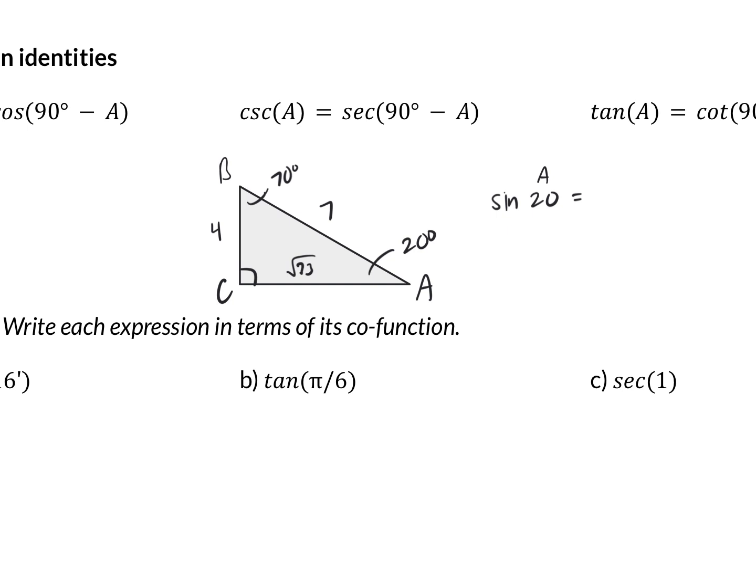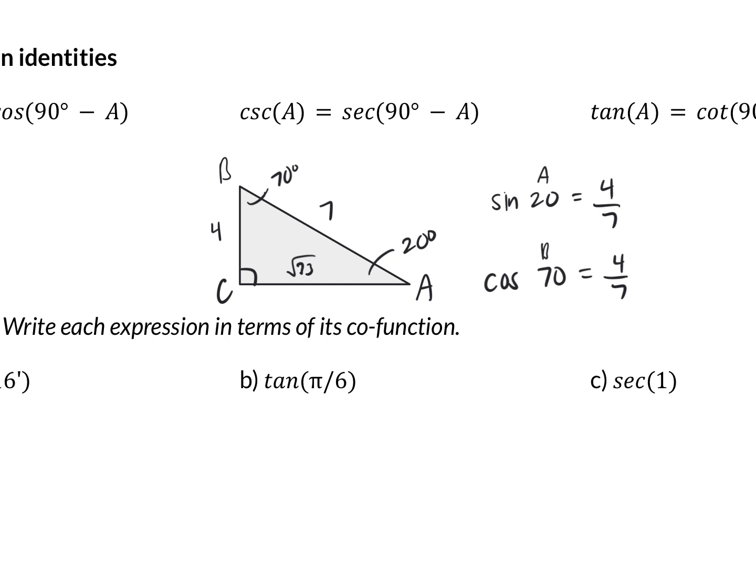What would my trig ratio look like for sine of 20? What over what? 4 over 7. Opposite over hypotenuse. If I did cosine of B, or cosine of 70, what am I also going to get? 4 over 7. We figured this out a few classes ago in that unit circle discovery activity. We saw that the sine of angle A and the cosine of angle B are always going to give us the same values. So we call those co-function identities.